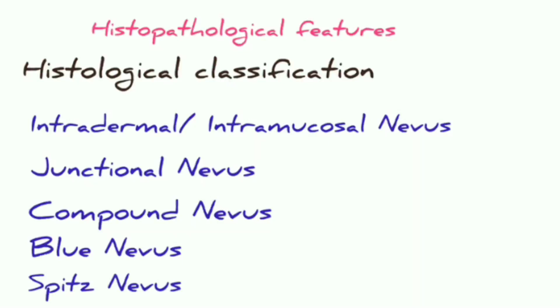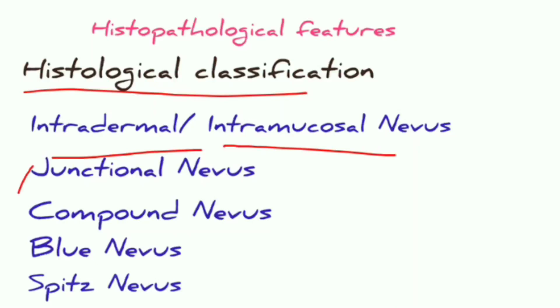Based on the different histological features, a histological classification can be made. So the nevus can be of different types. First is intradermal or intramucosal nevus. Second is junctional nevus. Third is compound nevus. Fourth is blue nevus. And last is Spitz nevus or the spindle cell nevus. Now let us see each of these one by one.